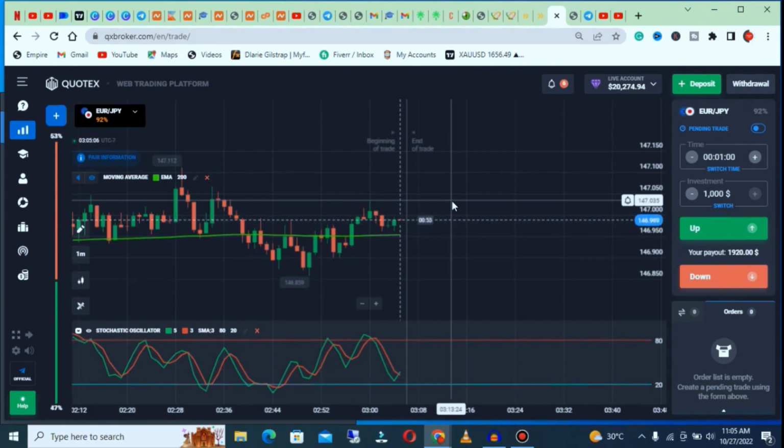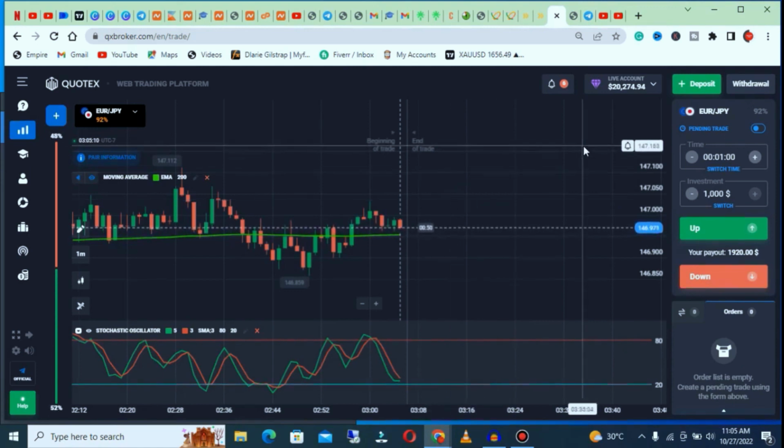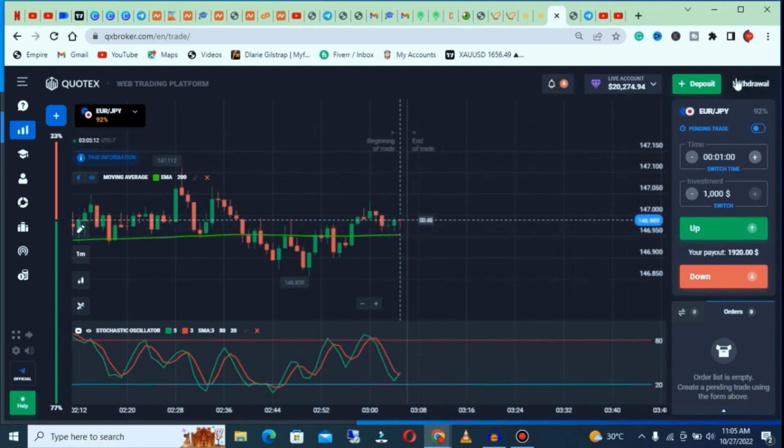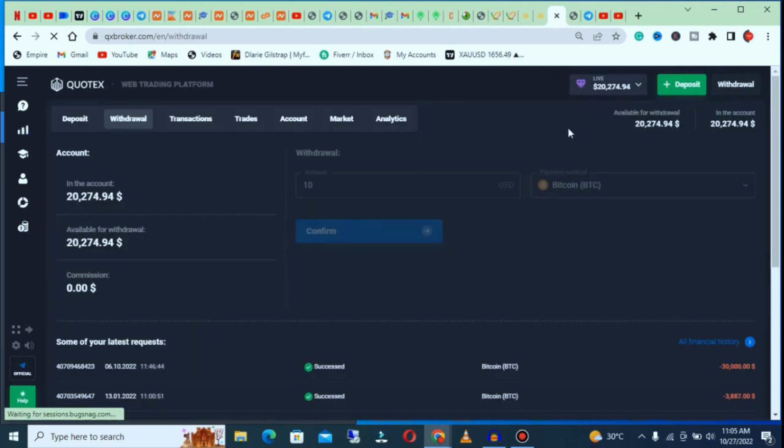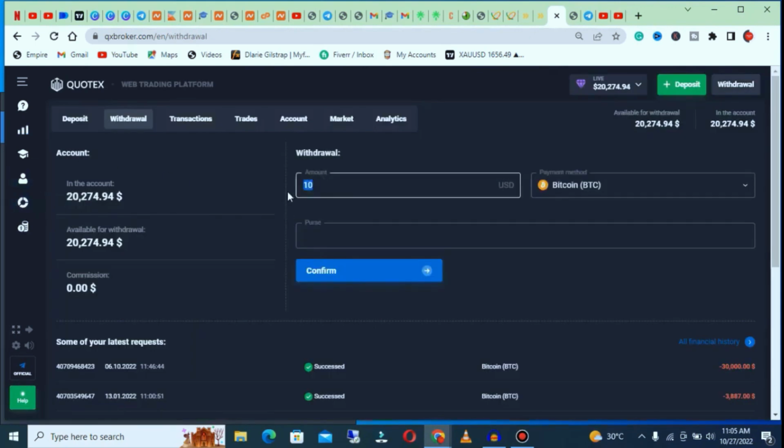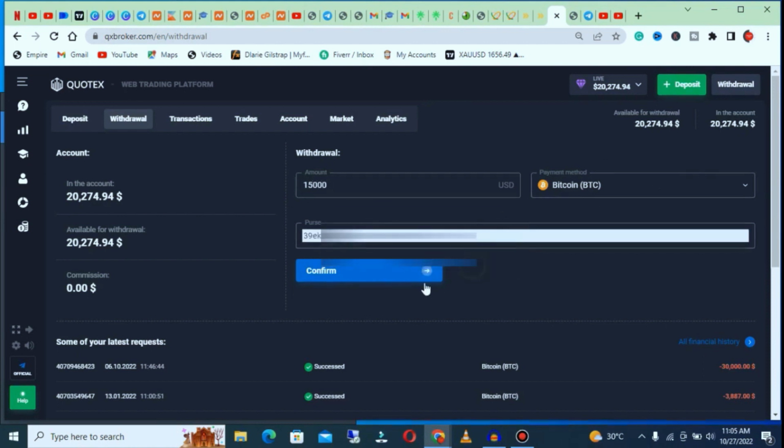Alright, so before I go ahead and review the strategy to you, of course I'm going to withdraw. This is my balance right here. I think let me withdraw 15k out of it. So let me take out 15. I'm taking this to my coin. So let me select my wallet.